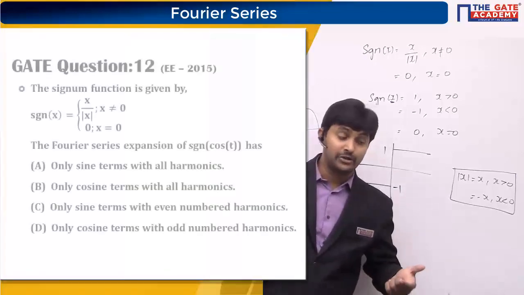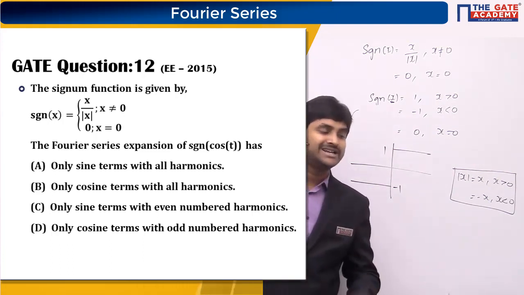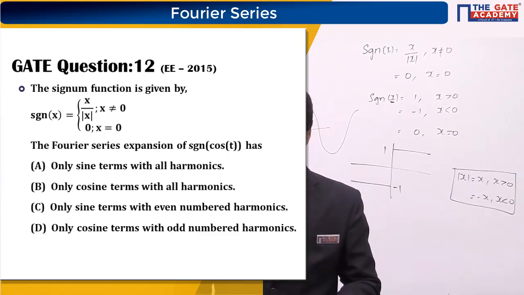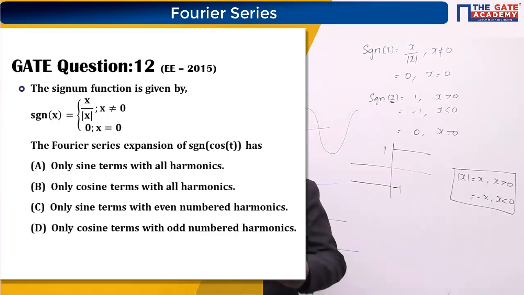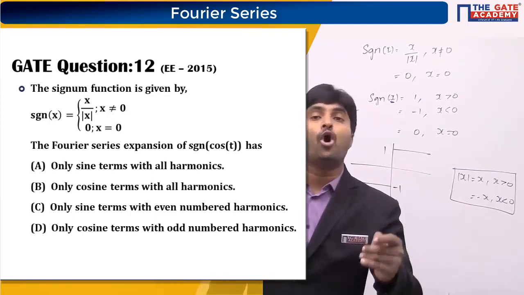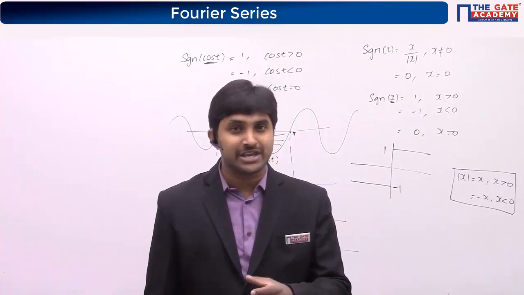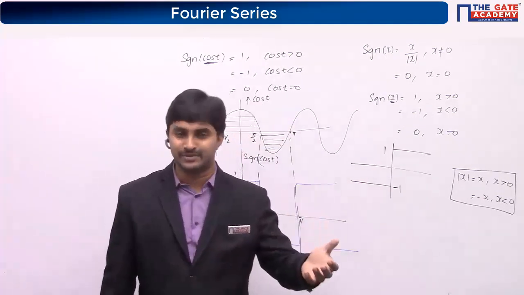So you will be having two options now, option B and option D. Option B says that it has only cosine components but with all harmonics, whereas the last option says that it will have cosine components with odd numbered harmonics. Odd numbered harmonics means we are talking about a property called half-wave symmetry.